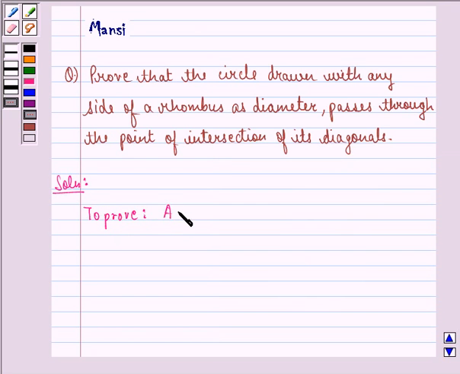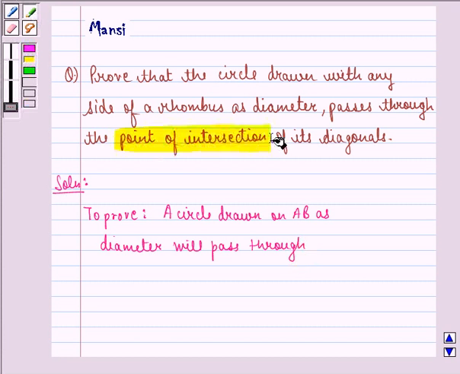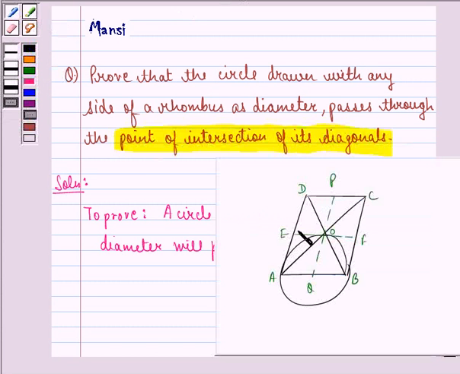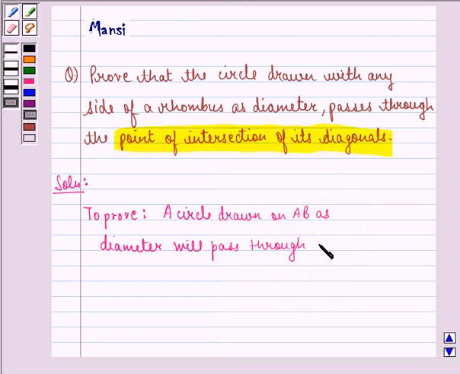a circle drawn on AB as diameter will pass through the point of intersection of its diagonals. We see here that the point of intersection of AC and BD is O, so the circle will pass through O. This we have to prove.